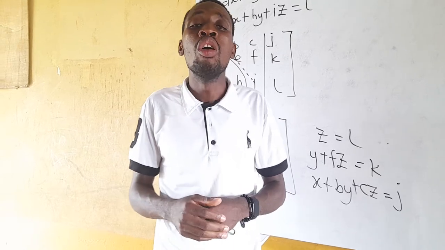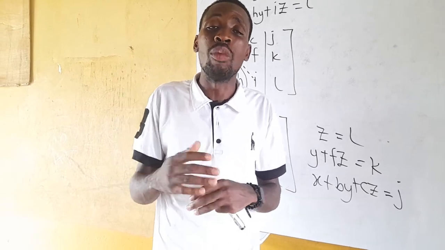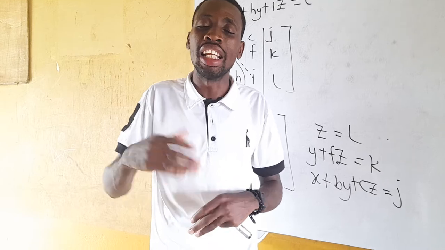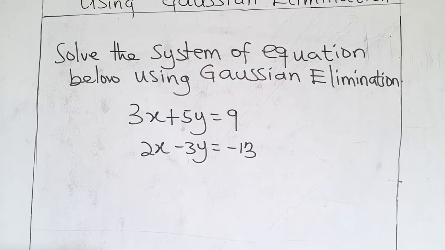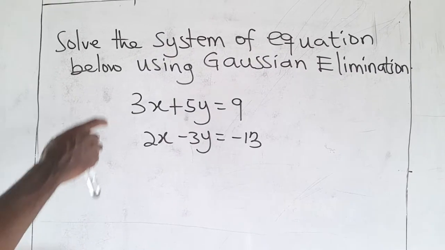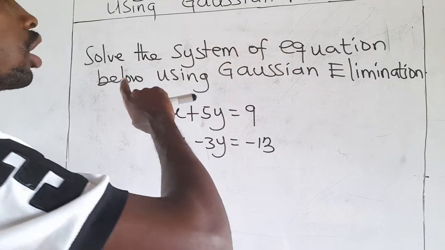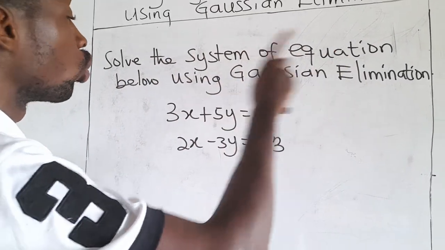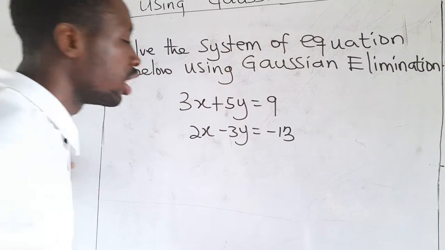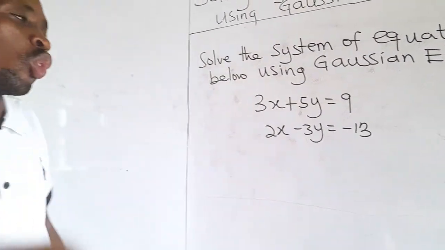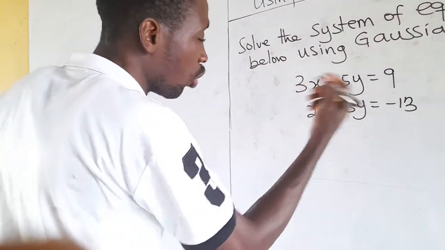So now we take a sample question, starting with the 2x2, that's with two unknown variables. Then we see how we solve system of equations using Gaussian elimination. So here is the first question. It says solve the system of equations below using Gaussian elimination. So you can't use any other method, you use Gaussian elimination. So how do we do that?